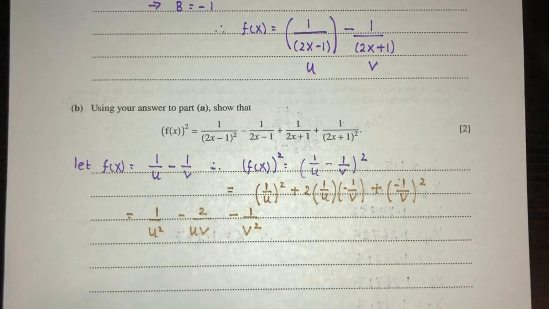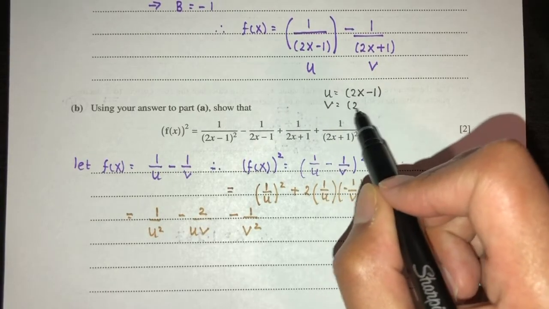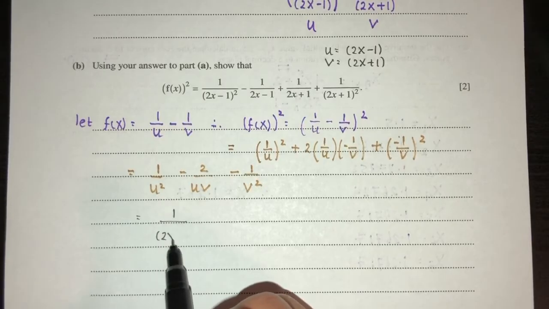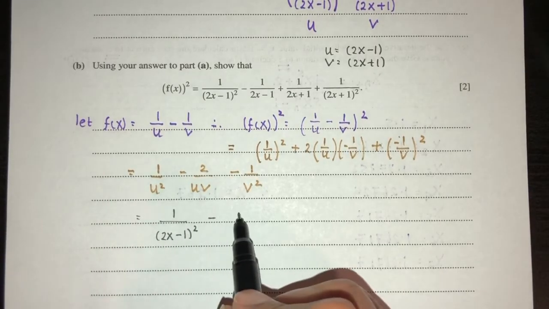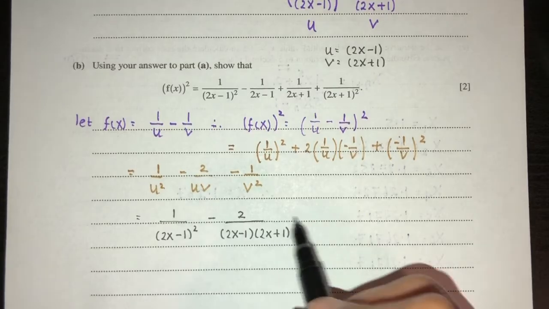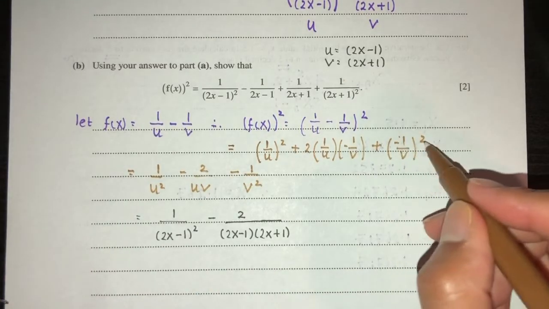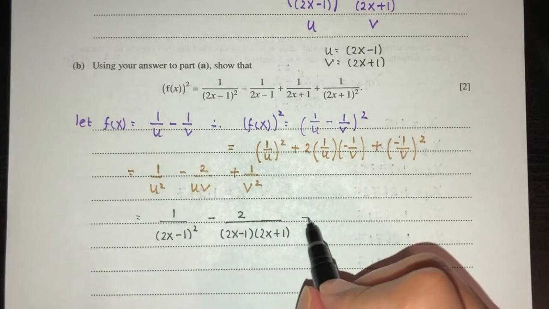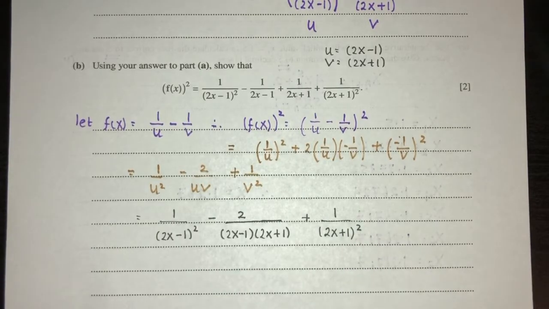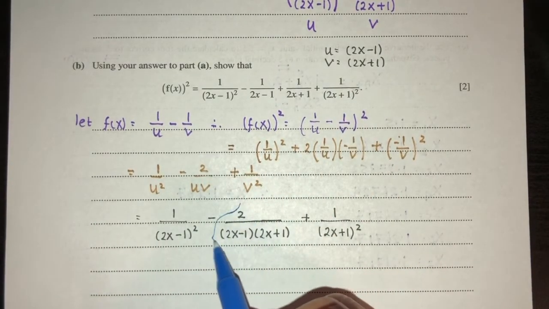Okay, so we just have to simplify now. We know that we took the value of u to be this one, and we took v to be 2x plus 1. Replace back in your equation, you will have 1 over u square will become 2x minus 1 square, minus 2 over u is 2x minus 1, v is 2x plus 1, and finally we have, so here it has to write plus, because when you square the inside it will become plus, so we have to write plus here. So that will be plus 1 over v square is 2x plus 1 square. Okay, so as you can see, we have these two already. These two is done. Now what is the breakdown of this one?